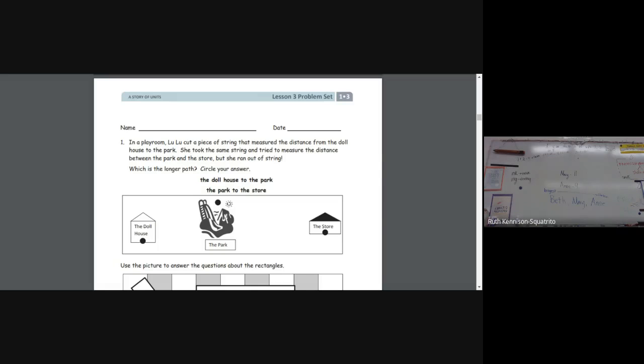So is it longer from here, the dollhouse to the park? Let's see, that takes about 7, right? And then over here, from the park to the store, that takes 9. So which one is longer? The park to the store. So you would circle that whole sentence. Not whatever you want, not random words. The whole sentence. Miss Kennison, Joy, what? Yeah, cut out the whole thing, that's fine.